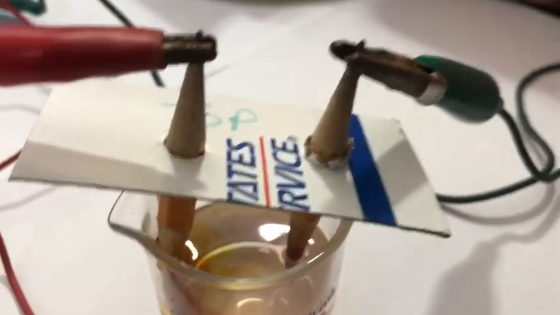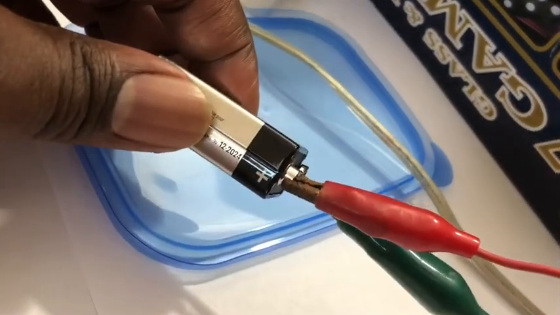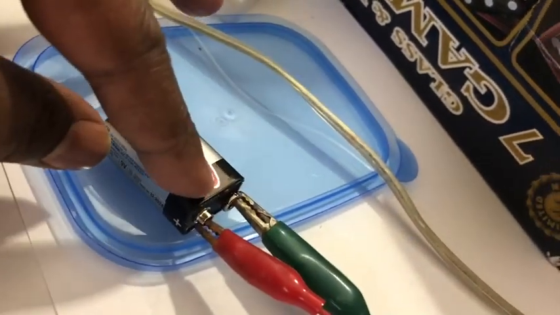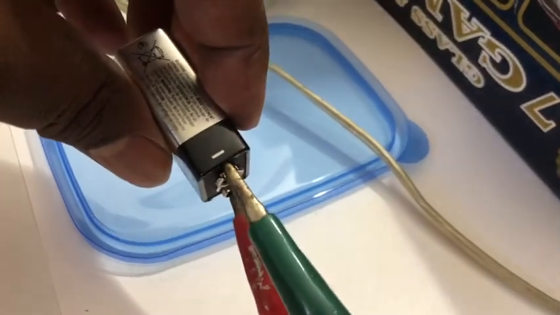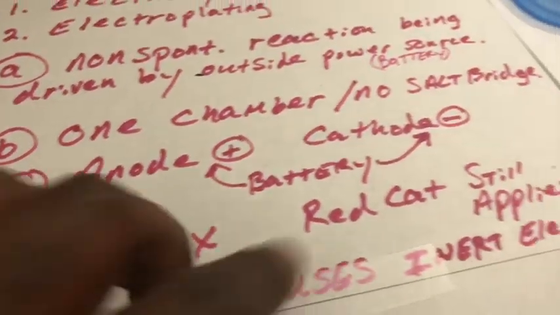Now, how do you know the anode from the cathode? We simply look at the terminals of the battery. Remember, we said the anode is going to be positive. And this terminal over here, the negative terminal, that's our cathode. And remember, guys, An Ox, Red Cat still applies. Now, I want you guys to look at this carefully. I know it's kind of hard to see.